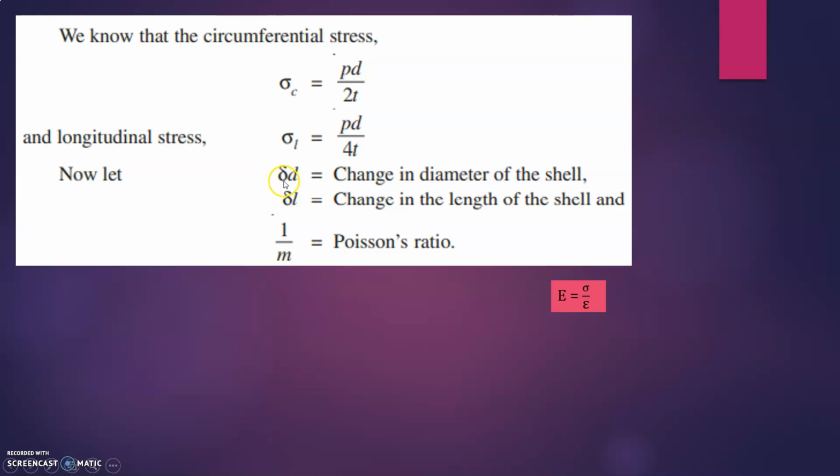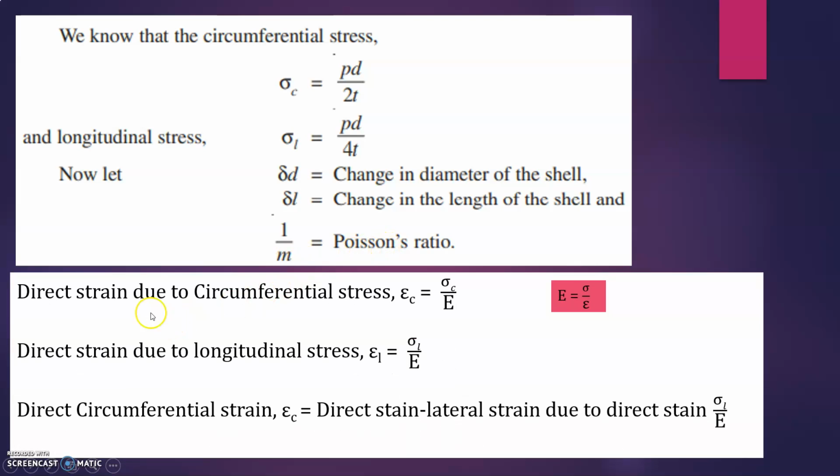So this delta D is the change in the diameter of the shell, and delta L is the change in the length of the shell, and 1 by m or mu is equal to Poisson's ratio. Now this is related to stress.